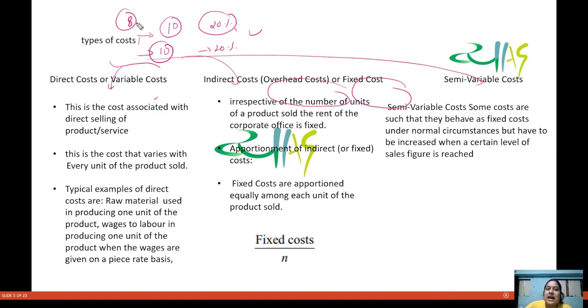That means for each item you sell, you will have to incur that much cost. That means for selling two items, you will have 16 rupees cost. For selling three items, you will have 24 rupees cost. For selling four items, you will have 32 rupees cost. So direct cost or variable cost is one thing. If you are increasing the units that you are selling, then your direct cost will also increase. So what are the examples of direct cost? Raw material. Okay. Labor.